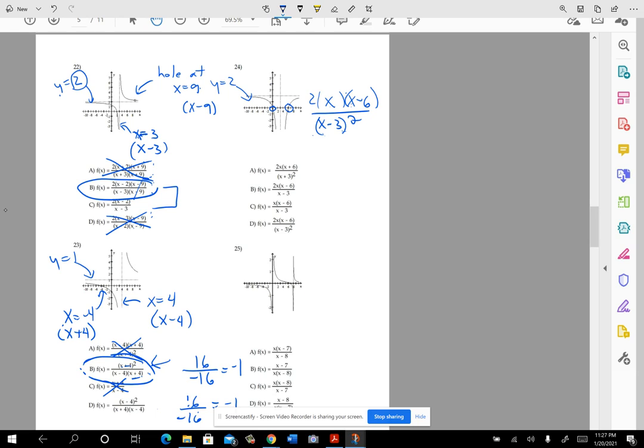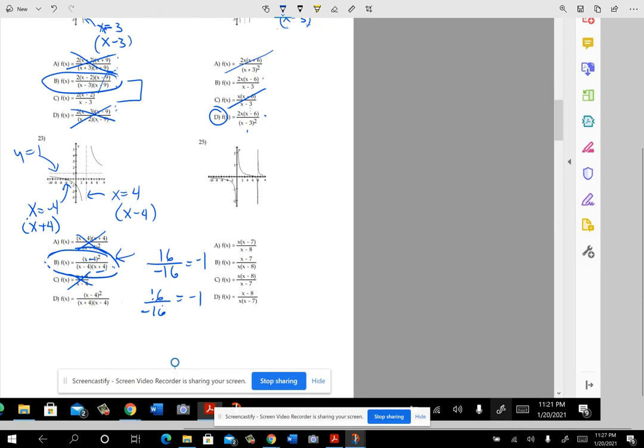Let me see if that fits everything then. Yep, sure does. So x minus 3, not x plus 3 in the denominator. I need an x and an x minus 6, which I've got on all the remaining ones. This guy's out because I would need a 2 to get that horizontal asymptote. And then this guy's out because I'd need the degree to be the same. So 24 is going to have to be D.